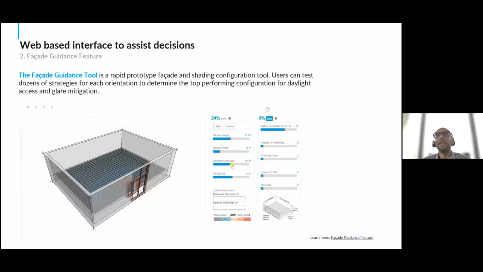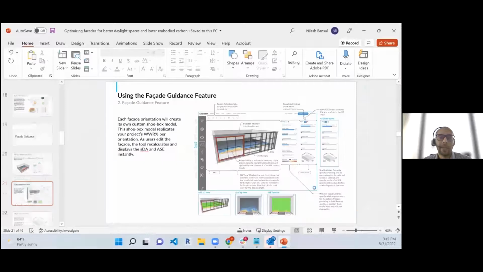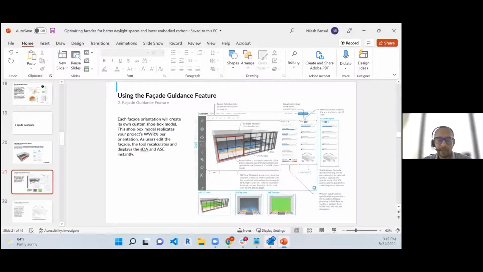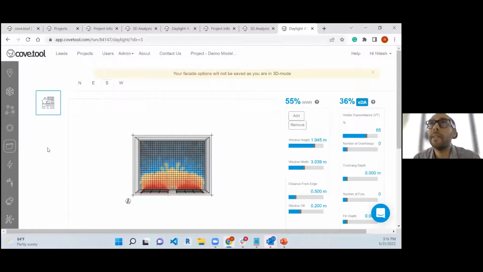And I'm going to show you exactly how this works on the website, on the web-based app as well. So this is some more information about using the facade guidance feature. At this point, let me just quickly jump to the actual app so I can show you what that looks like. Perfect. So this is the facade guidance feature we have within the app.